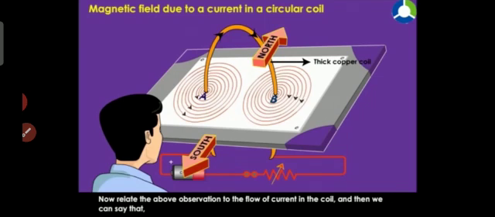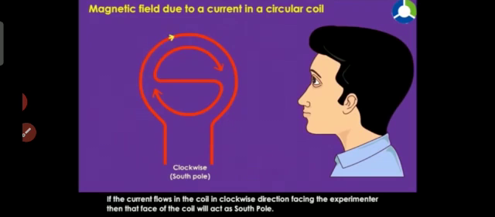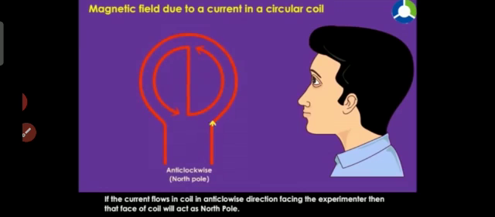Now relate the above observation to the flow of current in the coil, and then we can say that if the current flows in the coil in clockwise direction facing the experimenter, then that face of the coil will act as south pole. If the current flows in the coil in anticlockwise direction facing the experimenter, then that face of the coil will act as north pole.